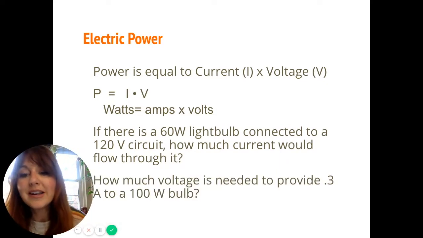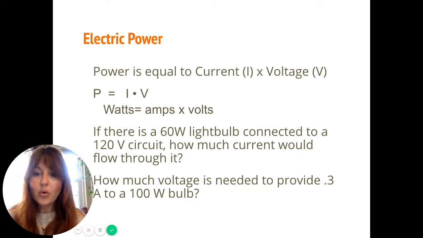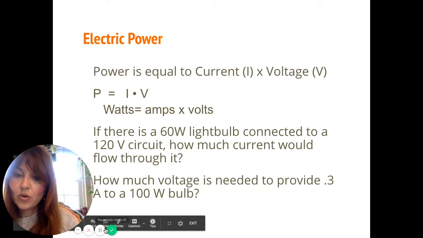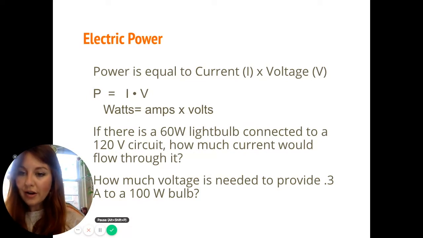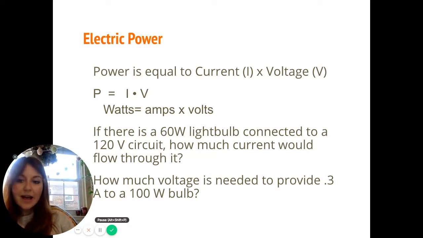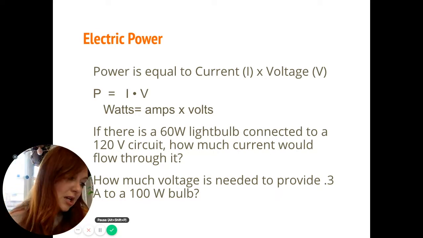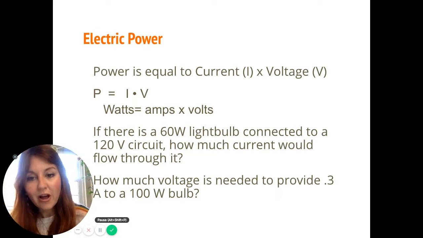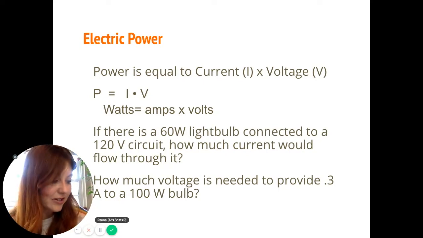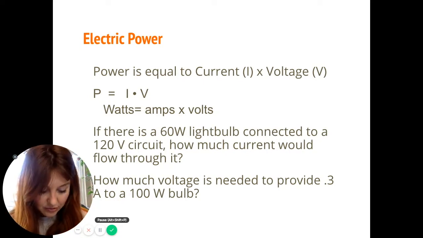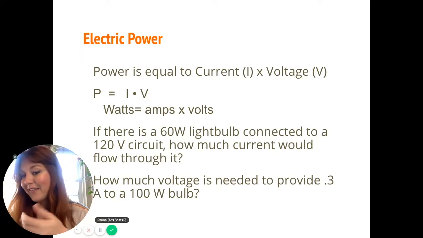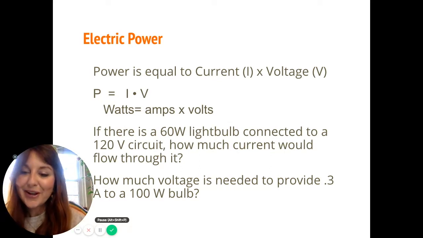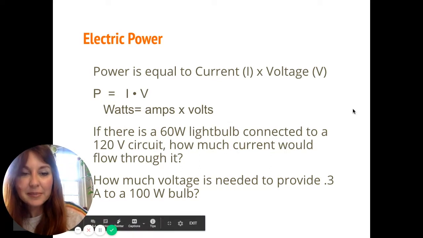Okay, so another one. How much voltage is needed to provide 0.3 amps to a 100-watt light bulb? Let's pause here and work on that equation. All right, so hopefully you wrote out your variables. P equals 100 watts, I equals 0.3 amps, and V we are solving for. You manipulate the equation, and I came up with 333 volts, which is kind of silly because that's not the voltage we have coming out of our walls. So that's okay, it's just an example of how to manipulate the equation.